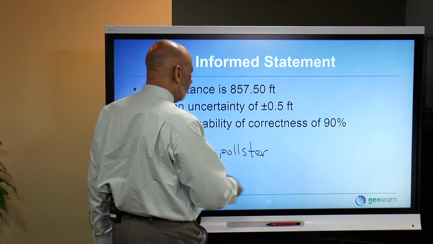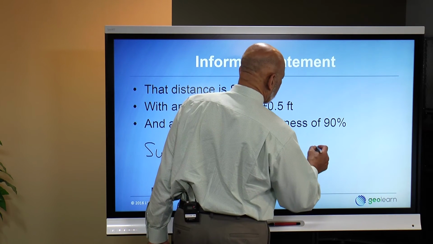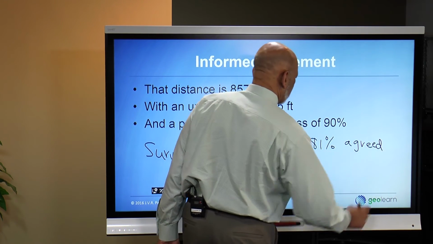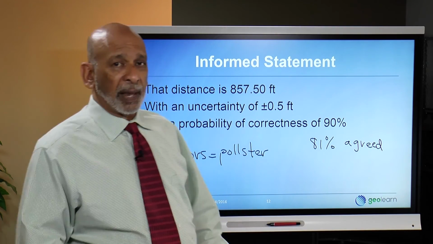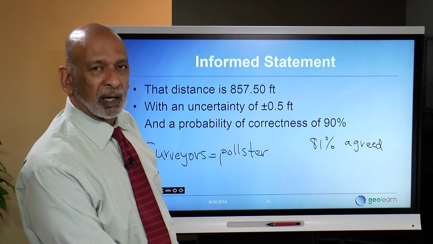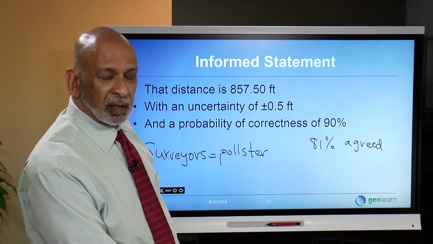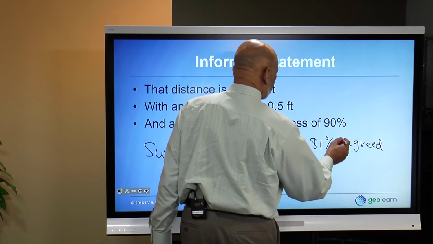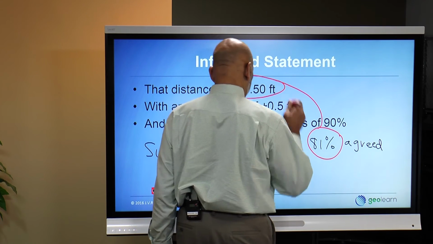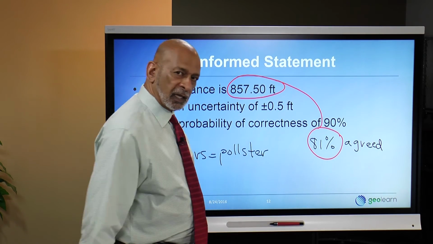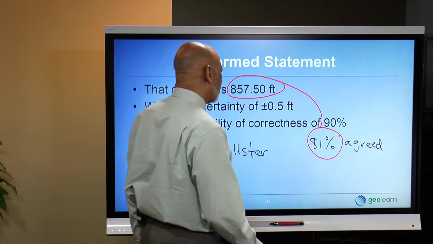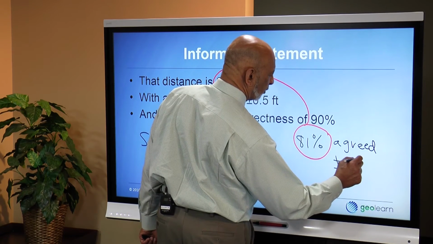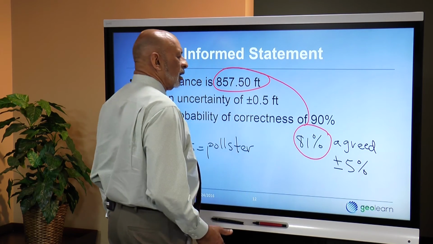And when pollsters report their results, they may say something like 81% agreed with our statement. So we gave them a statement such as, do you believe all cars should be white or black? And 81% said that no other color is possible. So this is the measurement. This 81% corresponds to the 857.50. But if you look at this, even on a TV broadcast, when they talk about the results of these polls, they'll say there was an uncertainty of plus or minus 5 points, or 5 percentage points, in those results, meaning they only took a sample.